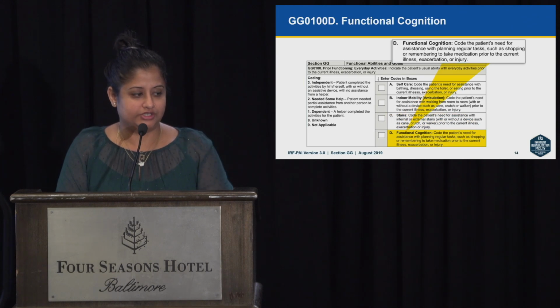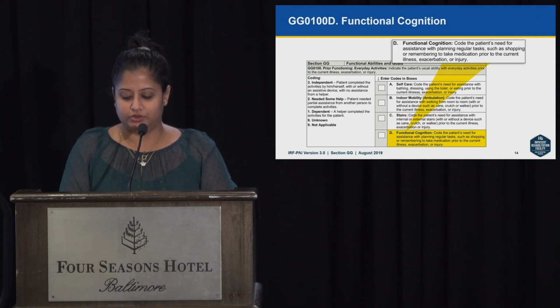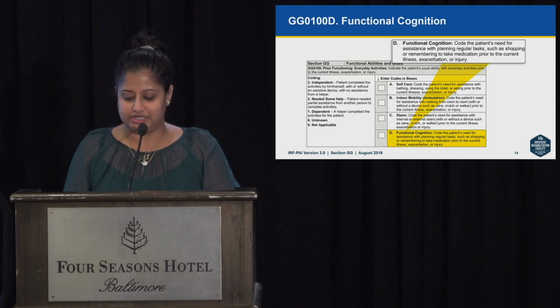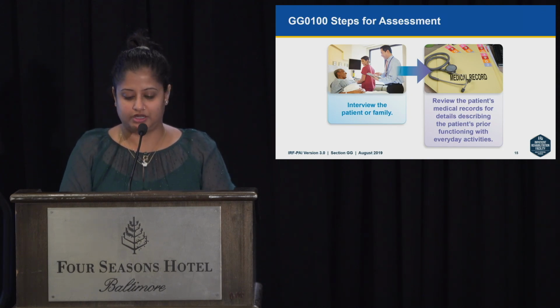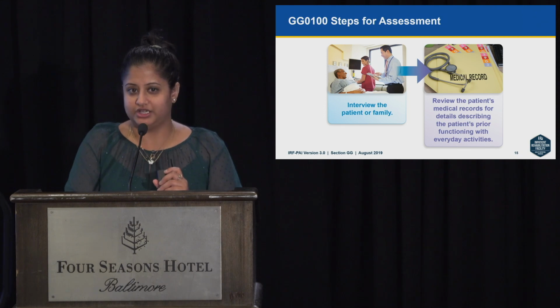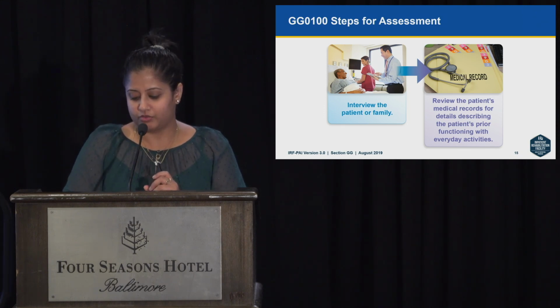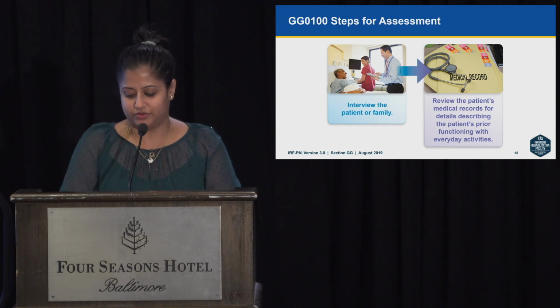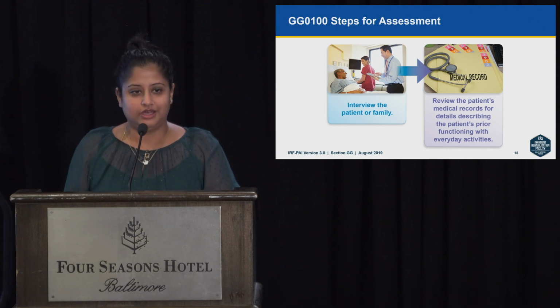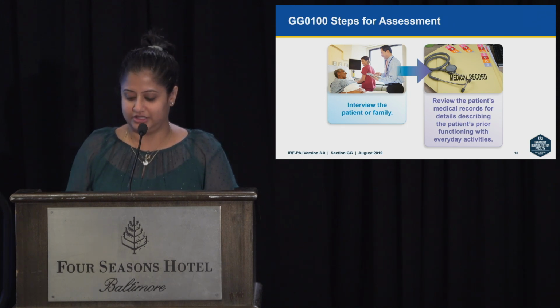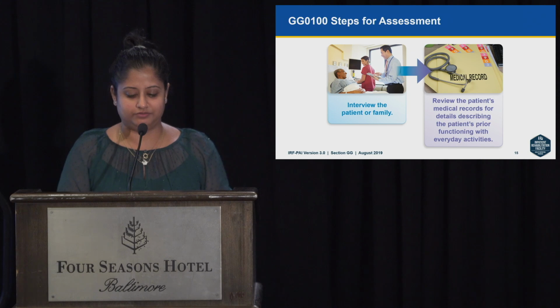And then GG0100D, functional cognition. You would code the patient's need for assistance with planning regular tasks such as shopping or remembering to take medication prior to the current illness, exacerbation, or injury. So the steps for assessment when you're coding those 4 activities is interviewing the patient or their family members, or reviewing the patient's medical records for details describing the patient's prior functioning with everyday activities. It's mostly self-report by the patient and family, but of course you can always look at the medical record to gain additional insight and check if it's been documented.